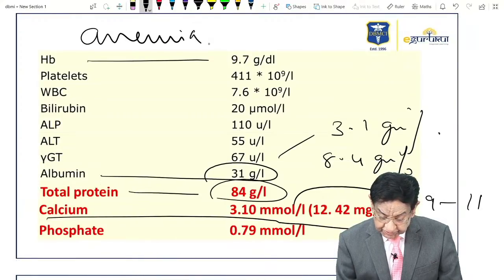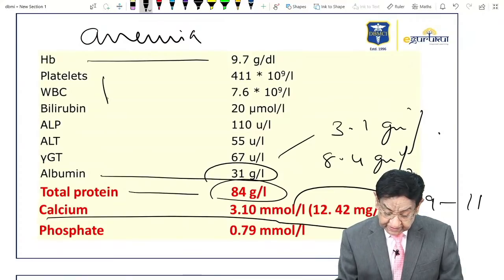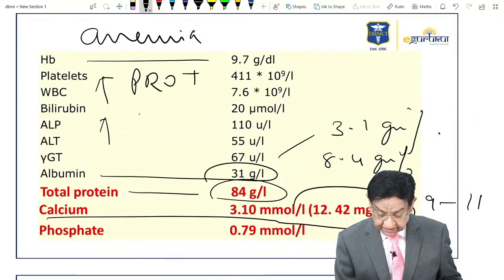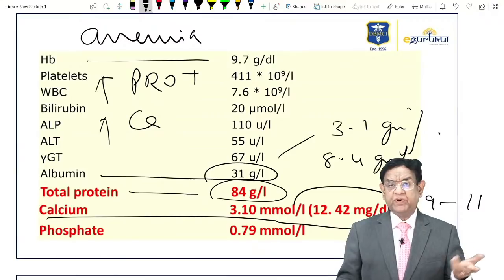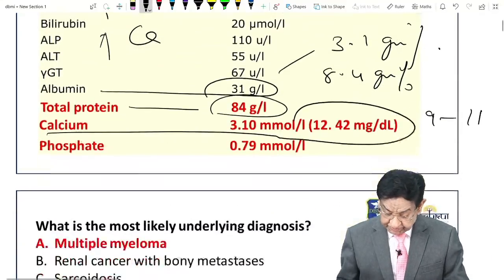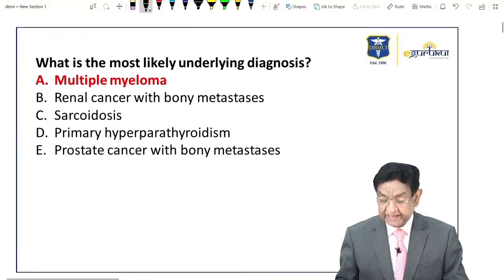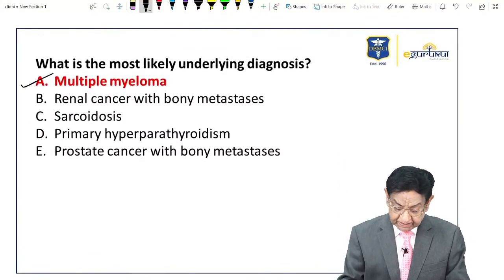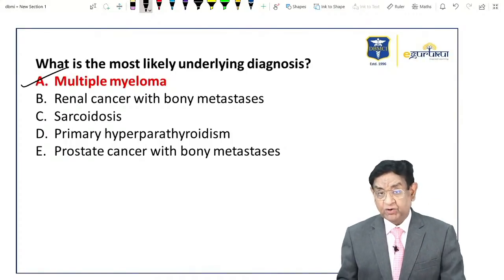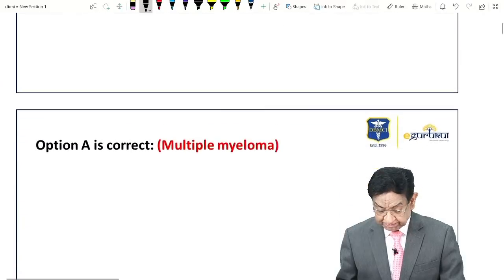Why? The hemoglobin is reduced, and we are getting increased total protein and increased calcium. This is what we are getting, right? With this background, what is the most likely diagnosis? The answer is multiple myeloma. Why is this the answer? Why not others? Let's look into the explanation.